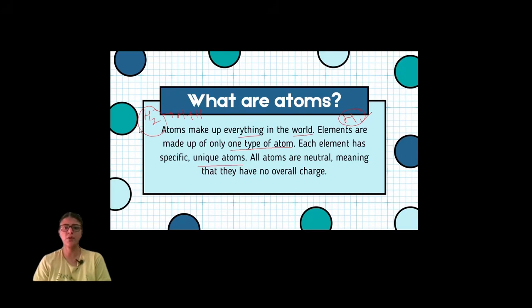Now, it is not possible that everything is made up of the same kind of atoms. Unique atoms also exist. All atoms are neutral, meaning that they have no overall charge. We will also read about the neutral atoms. In that case, positive charge and negative charge will be equal. In that case, we can see the atom is neutral.